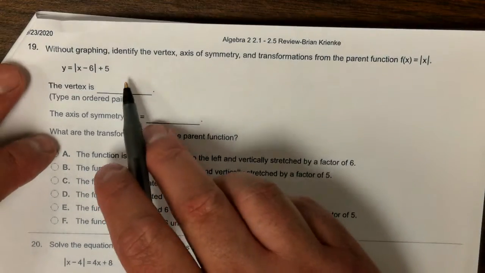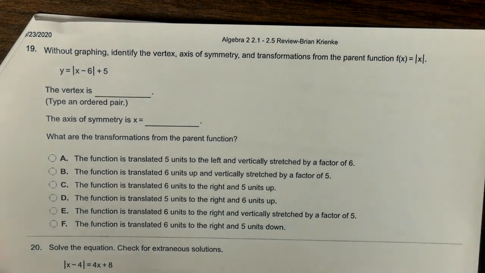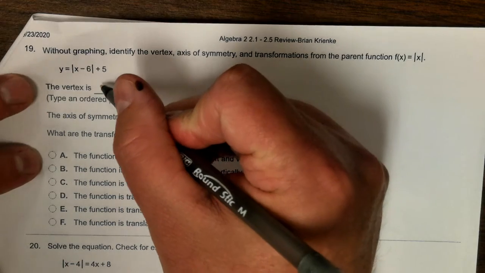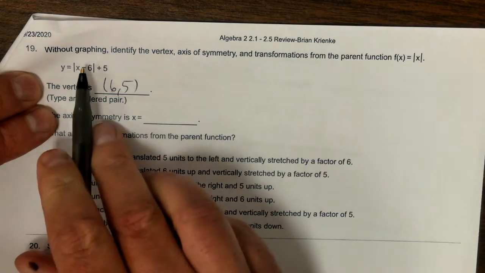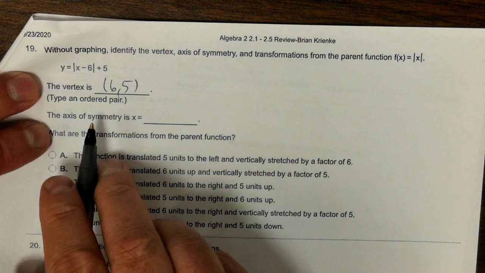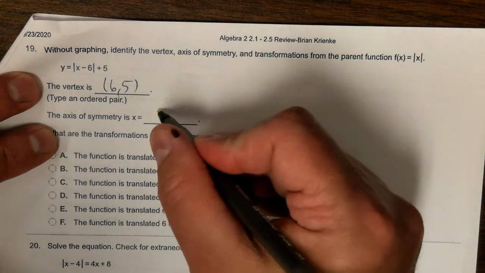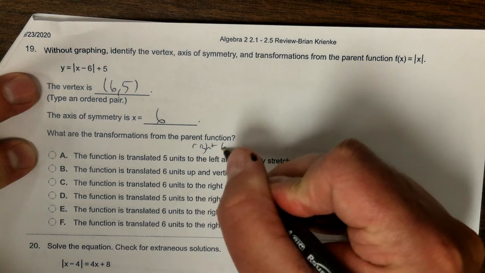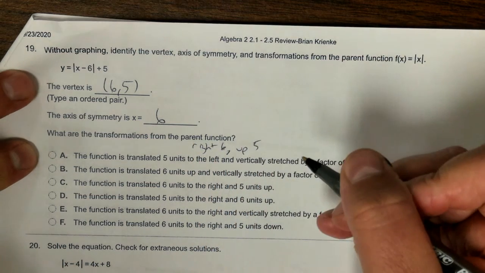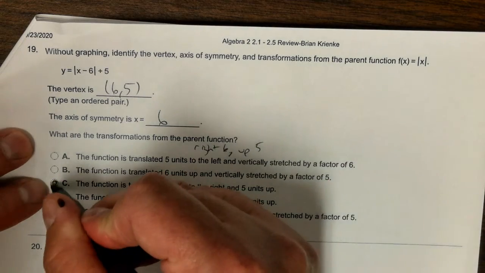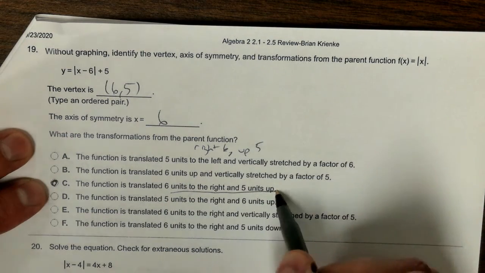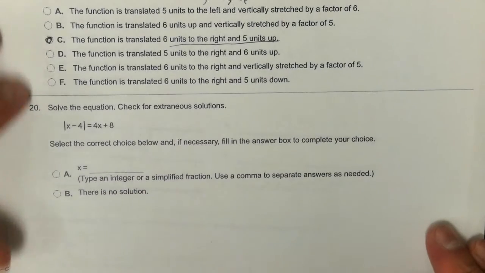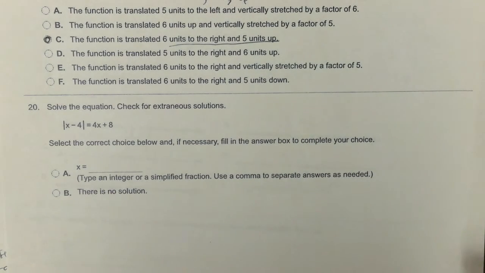This one, without graphing, identify everything. So this one would be 6, 5, because you change your sign of that one, but not this one. Your axis of symmetry is x equals 6, and this is going right 6 and up 5. And so that's C. 6 units to the right and 5 units up. And then our last one, we need to solve this equation and check for extraneous solutions.